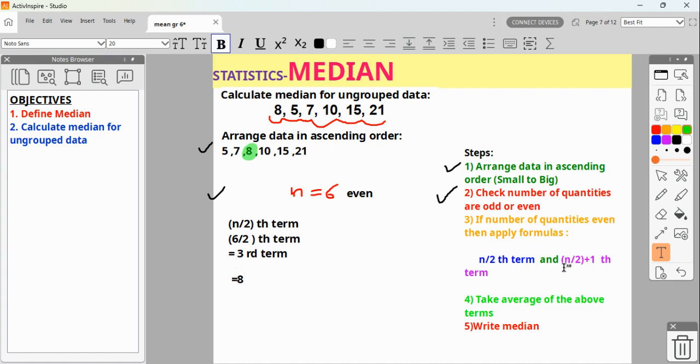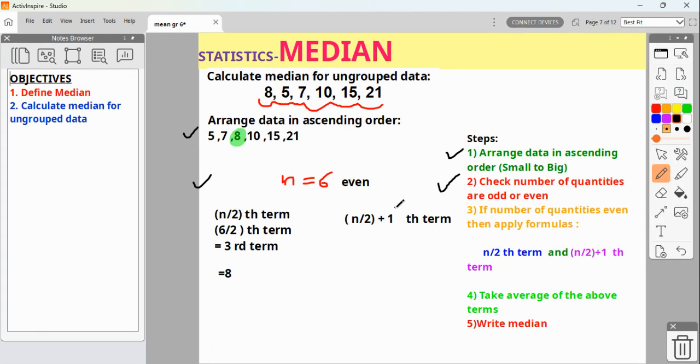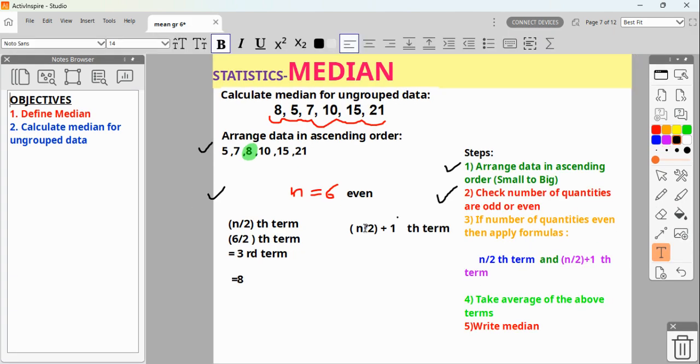Another formula that we have to apply is the n by 2 plus 1 term. We have to apply two formulas here. N by 2 means n divided by 2, then we will do plus 1, the (n by 2 plus 1)th term. First we will do n by 2 and divide by 2, then we will add plus 1.